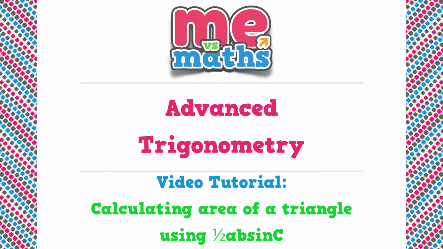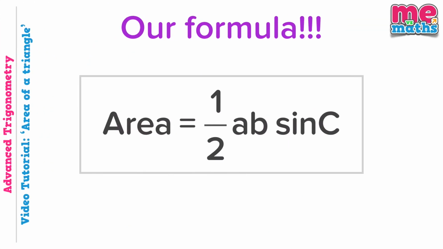This one covers finding the area of a triangle using yet another formula, which is area equals half ab sine C. The a, b and c use the same notation as we've used previously for the sine rule and the cosine rule. So you should know that the lowercase letters a and b represent sides, and the capital C represents an angle, and so on.